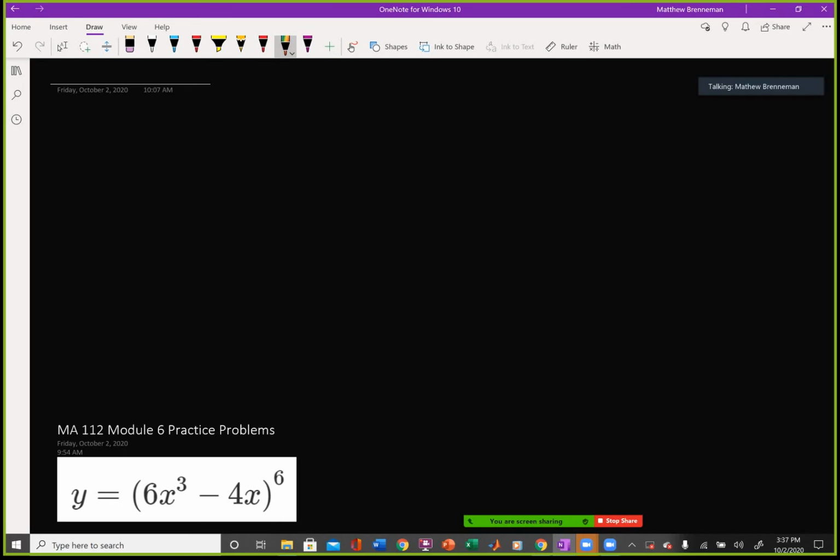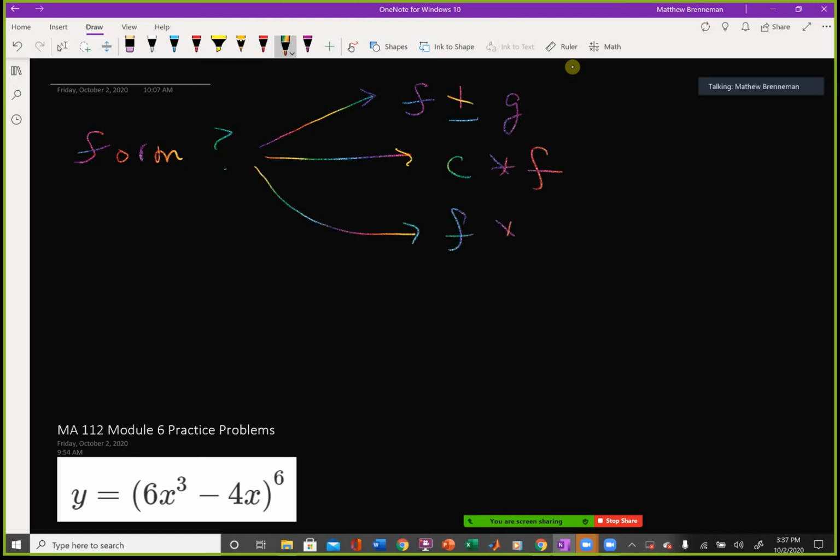So the first thing you always want to do is figure out what is the form of the expression. Are you looking at a sum or a difference of functions? When we're talking about form, we're talking about the last thing you're going to do. If you were computing this, what's the last thing you would do? Do you have a number times a function? Do you have a function times a function? Do you have a function divided by a function? Here you're going to use the product rule. Here you use the quotient rule.